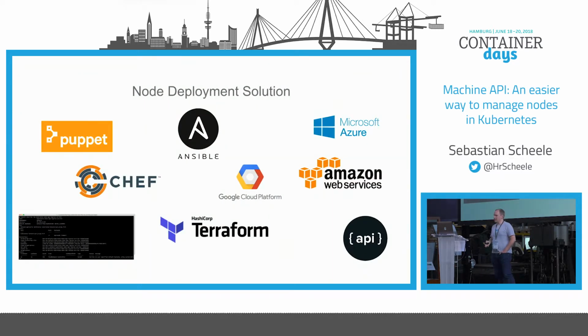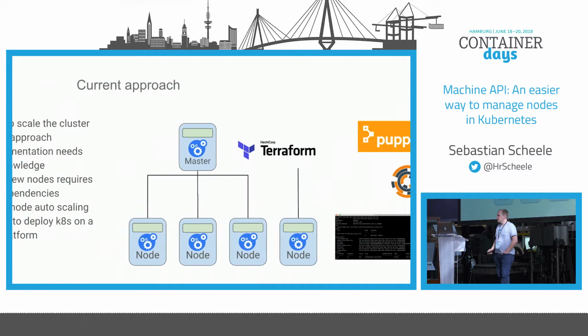The problem we had in the past is that there are so many different solutions for how you can deploy nodes, depending on your cloud provider. You can use GKE, AWS, now with EKS, or Terraform, Puppet, Chef, Ansible, even Bash scripts or calling some APIs, but every time it feels not natively integrated into Kubernetes.